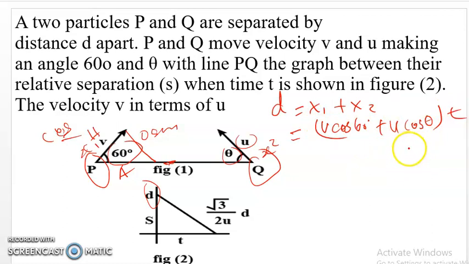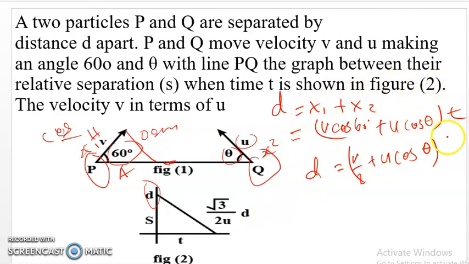It must be multiplied by time t. We are simply analyzing what we have here. So the distance will simply be v divided by 2, because we have v and u and they are separated together, so we divide v by 2 plus u cos theta. All this will be multiplied by t, which is the time, as shown in figure 2.